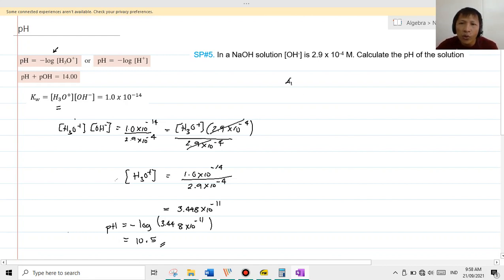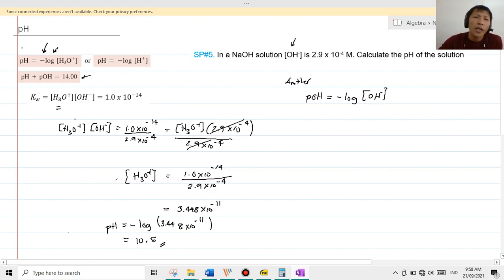So, another solution would be to get the pOH. If this is the pH, what we can do is find the pOH. The power of your hydroxide, pOH, is equal to the negative log of your hydroxyl ion concentration. This is normal because this is the general formula for your power, as in pH.